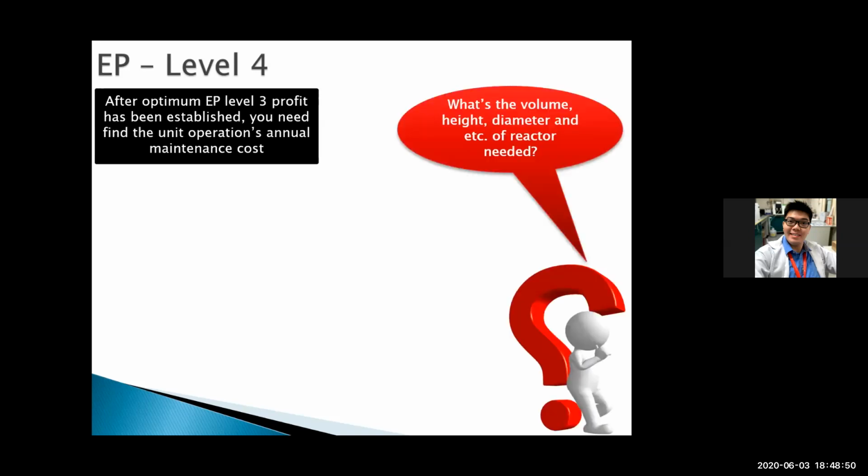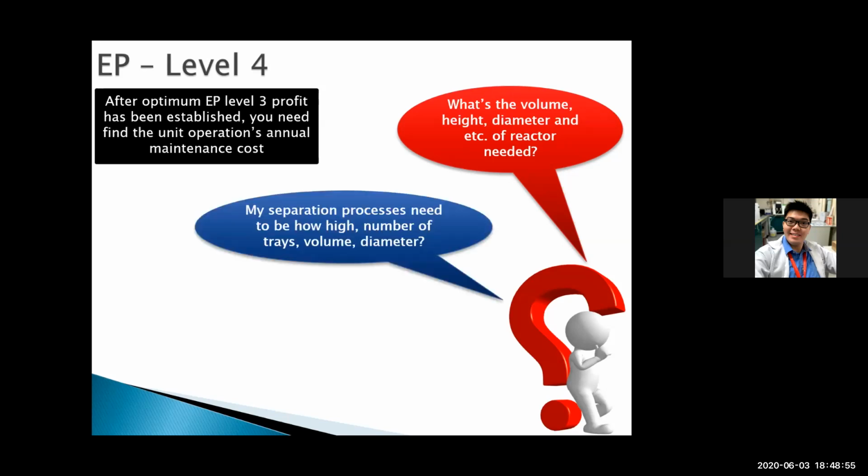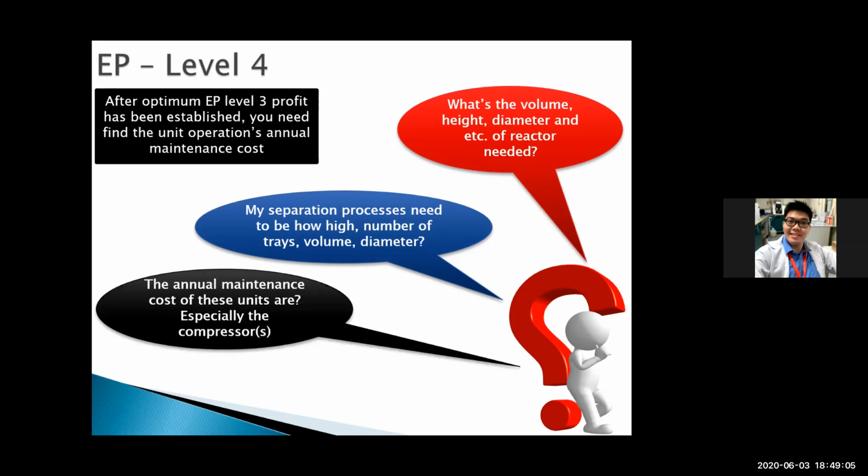To do this, you need to know the volume, height, and diameter of your units. Then, how high does my separation process need to be? How many trays? What's the diameter for the separation processes? And the annual maintenance, especially for the compressor, if you have one, since compressors are generally very expensive.